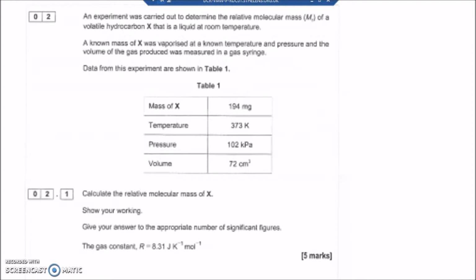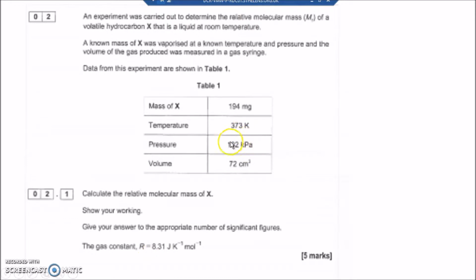Data from this experiment is shown in Table 1. Calculate the relative molecular mass of X. Well, what have we got? We've got mass, temperature, pressure, volume, and at the bottom we've got the gas constant R. So it's clearly pointing to PV equals nRT. PV equals nRT is the only equation we know with R in it. And so by being given the gas constant R, we know that we're using that.